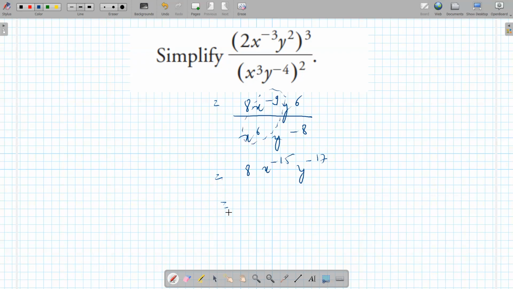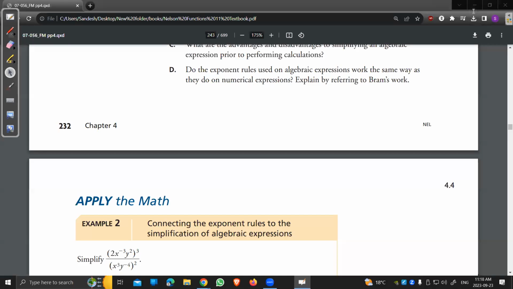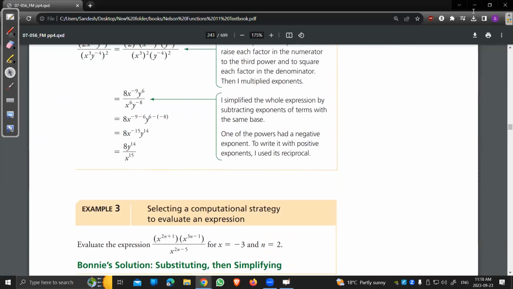The 14 shouldn't be negative. The 14 is positive. How do we make this positive? You throw it in the denominator. Right. Does the 8 stay on top, or does it also go to the bottom? It stays on top. So the final answer will be something like this. And you are done. So you just distribute.